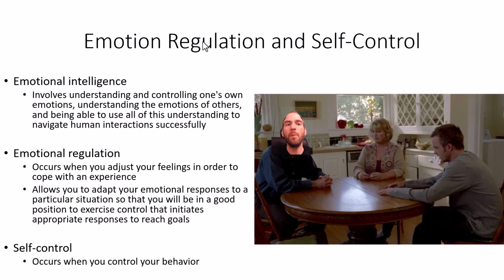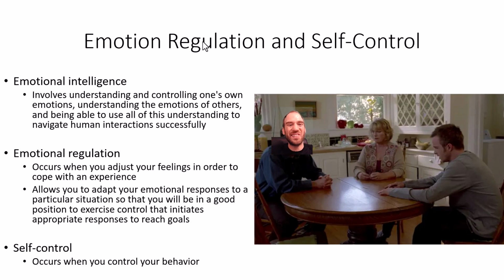Emotional intelligence involves understanding and controlling one's own emotions, understanding the emotions of others, and being able to use all of this understanding to navigate human interactions successfully. Emotional regulation occurs when you adjust your feelings in order to cope with an experience. It allows you to adapt your emotional responses to a particular situation so that you'll be in a good position to exercise control that initiates appropriate responses to reach your goals. And self-control, broadly speaking, occurs when you control your behavior.